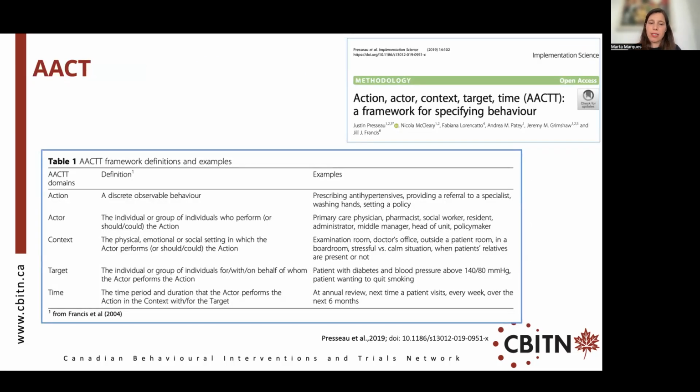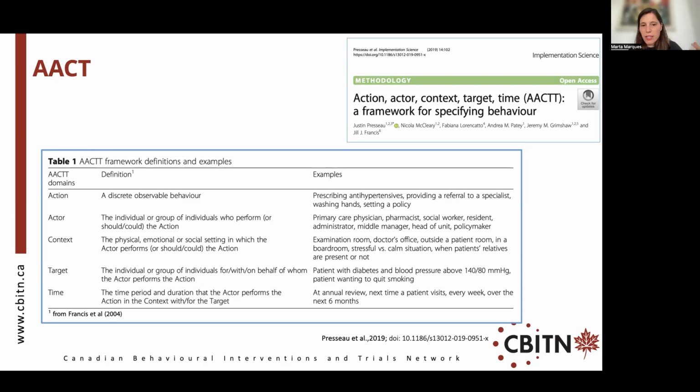I'm just bringing this example here from a paper that Justin Prousseau and colleagues wrote in 2019, using a different way of specifying the behavior. So using the ACT acronym, and I think it works really well, especially in the context of implementation. It means you need to define the action: what is the behavior that people are going to do, and it has to be a discrete and observable behavior so that you can measure.